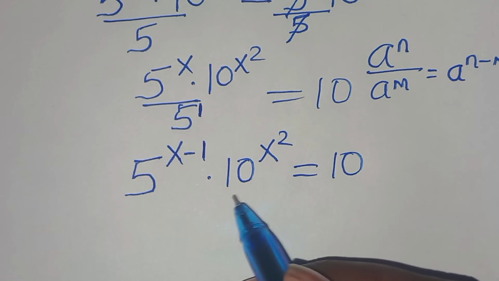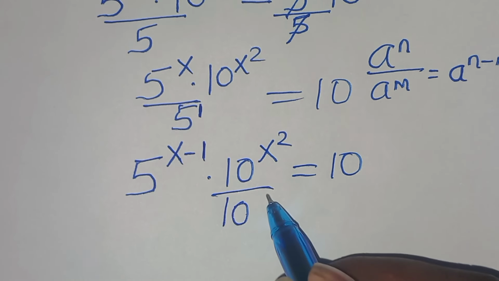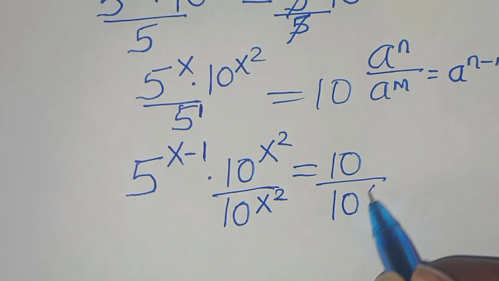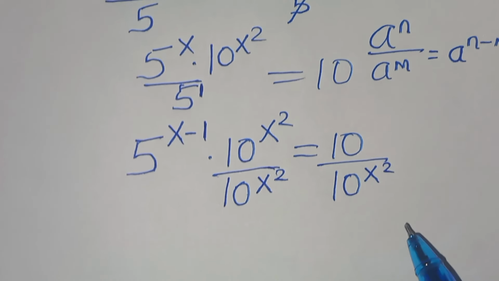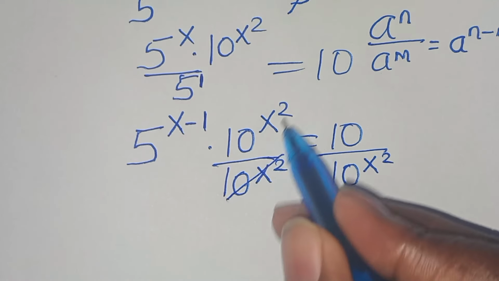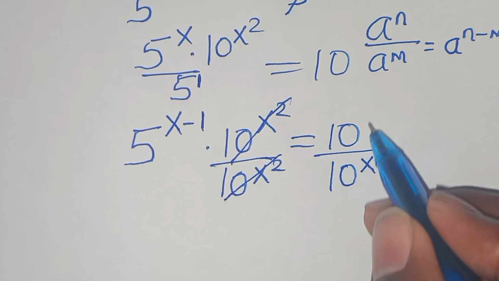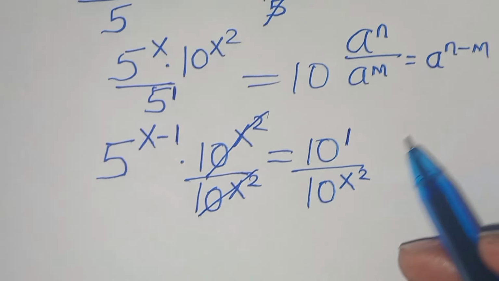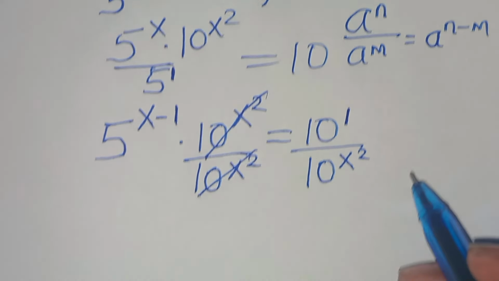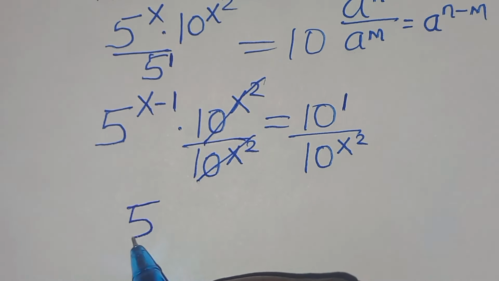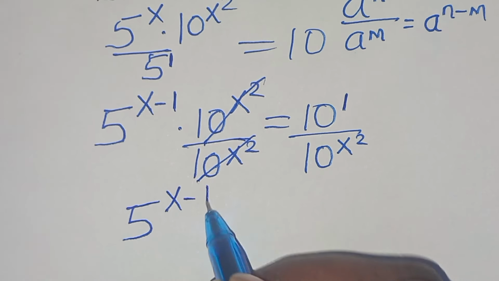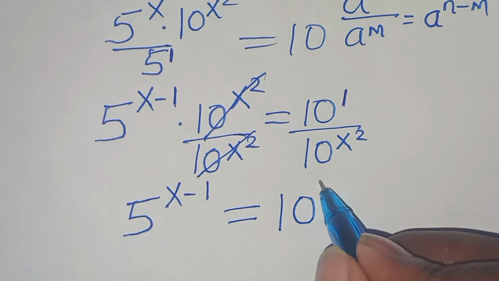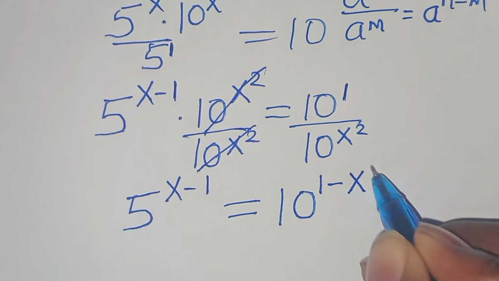Now, the next step from here, let's divide both sides by 10 raised to the power of x squared. And then we have here to simplify. Remember here 10 is raised to the power of 1. So applying this exponent property as well, you find that we have 5 to the power of x minus 1. This is equal to 10 to the power of 1 minus x squared.